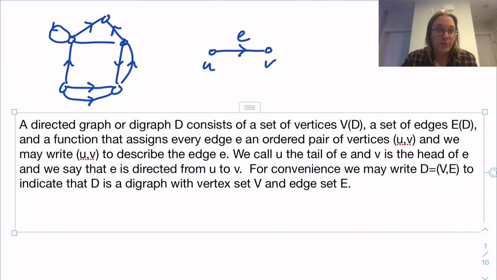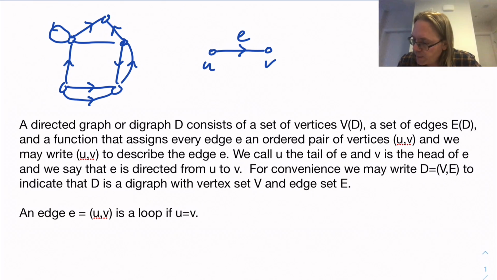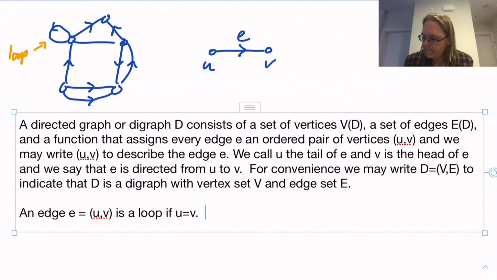As before, we still have loops, we still have parallel edges, and we have simple digraphs. But parallel might not mean what you think it does. An edge E equals U comma V is a loop if U equals V. So up here, you see that this is a loop edge here. Two edges E and F are parallel if they have the same tail and the same head.